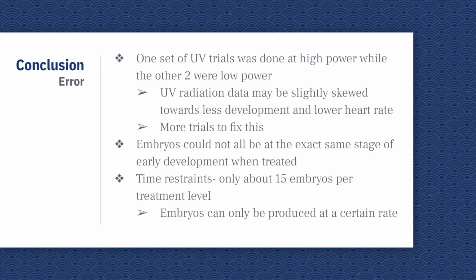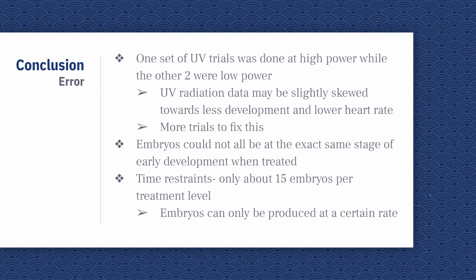The error in this experiment consists of inconsistent UV radiation. One trial of UV exposure was done with a higher power setting than the other trials. This could have resulted in a percentage of embryos to reach 50% epiboly that is slightly skewed down. This could be remediated with more trials.